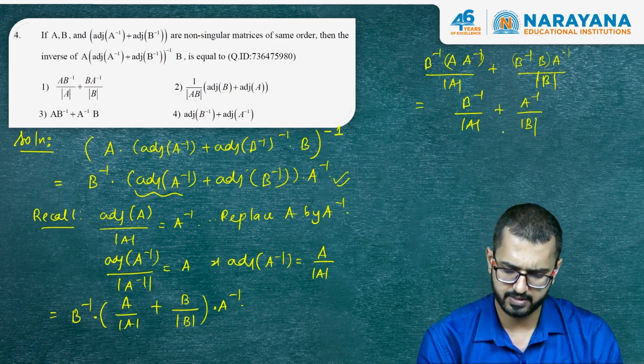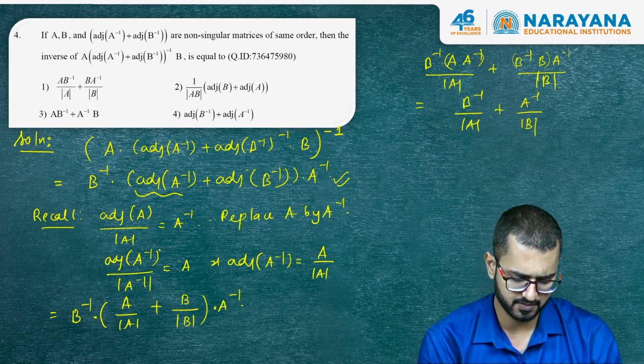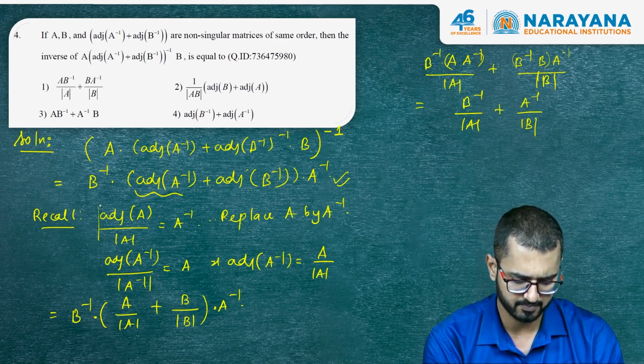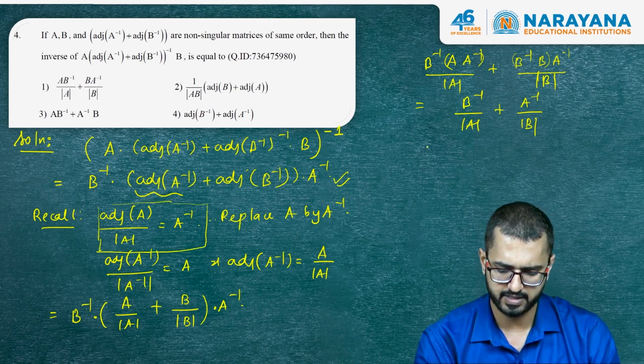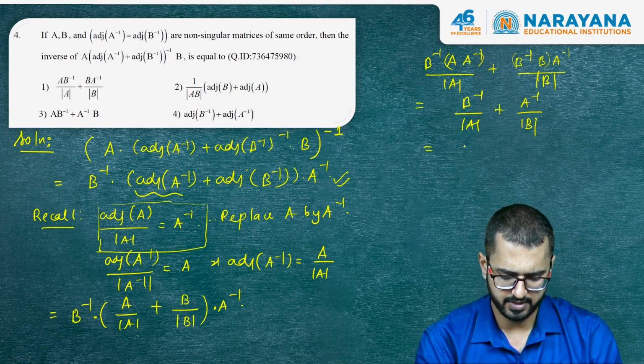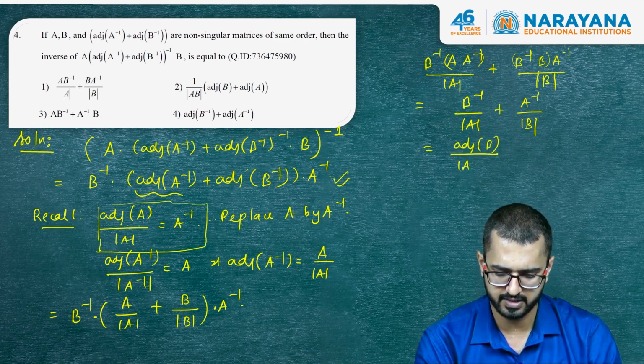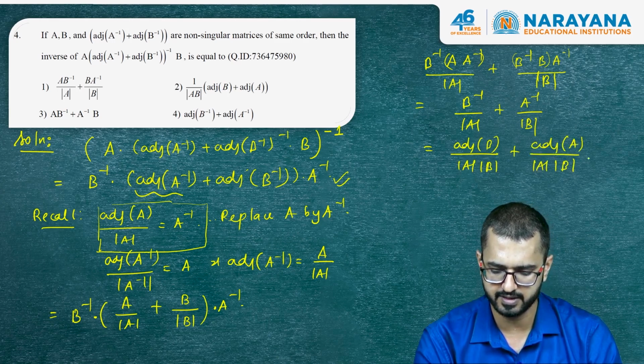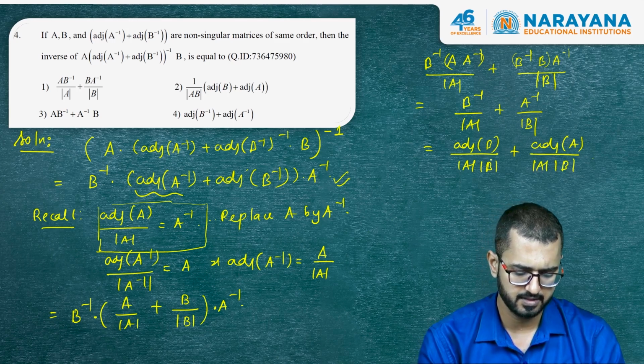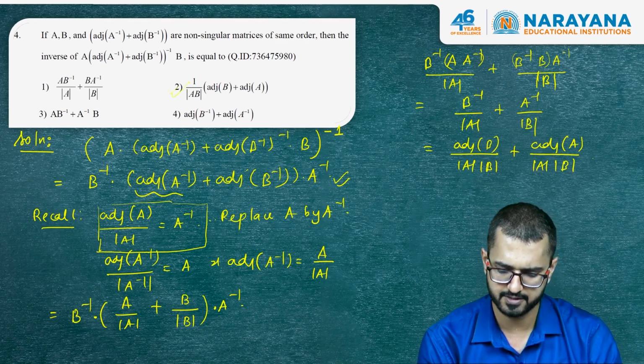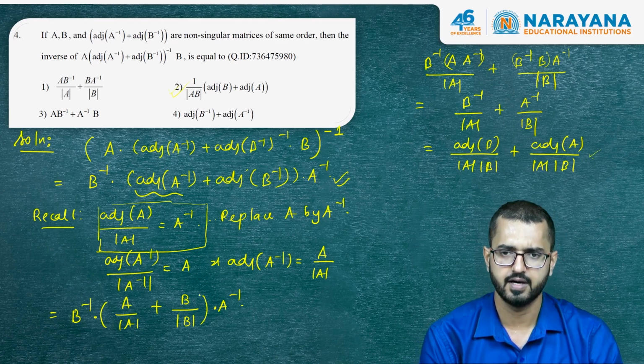But options are not given in this form, so we'll write down B inverse again in this form. So B inverse can be written as adjoint of B over det A det B plus adjoint of A over det A det B. Okay, and yes, this makes our option B correct. Second option is correct for this thing. I hope you understood this thing.